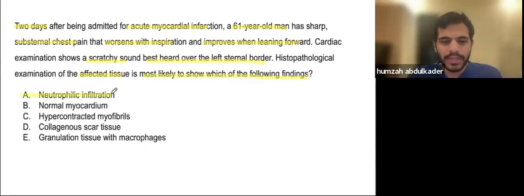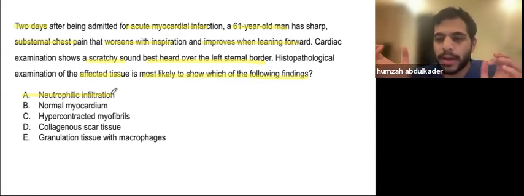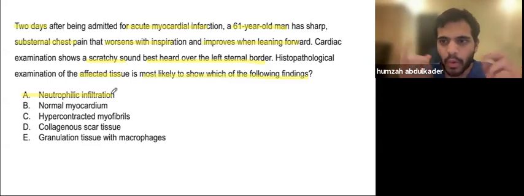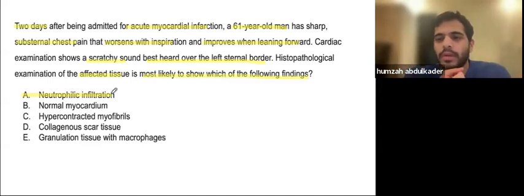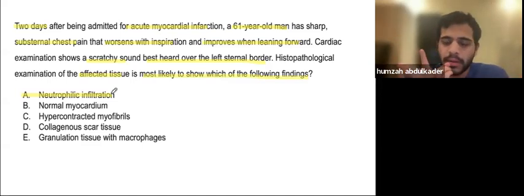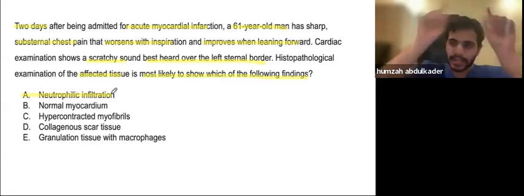So this concept is very, very, very important. It's basically the histological changes after MI. You have to know, one, what are the changes? Two, when do they happen? And three, what do they look like histologically?